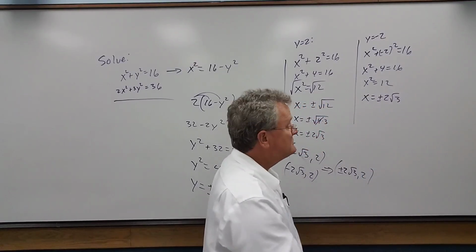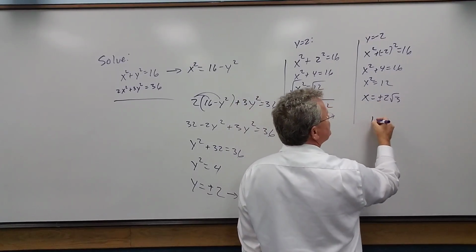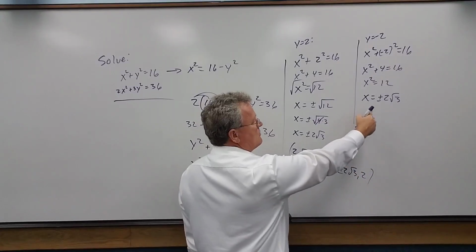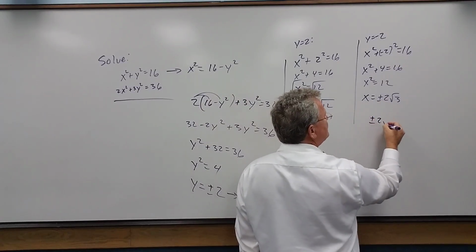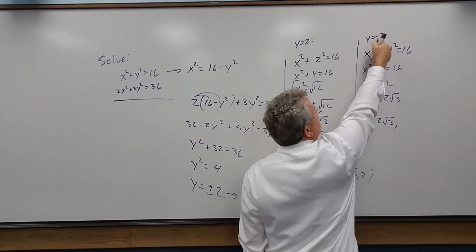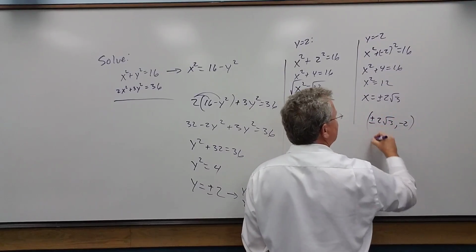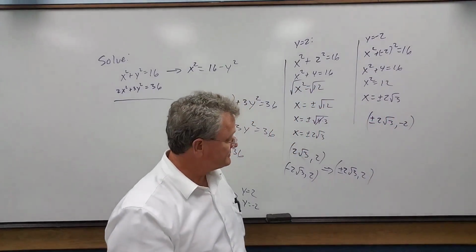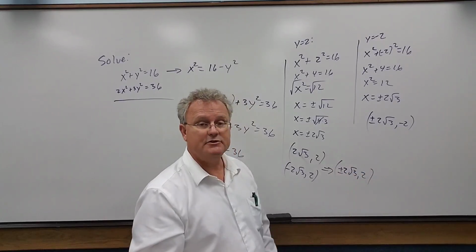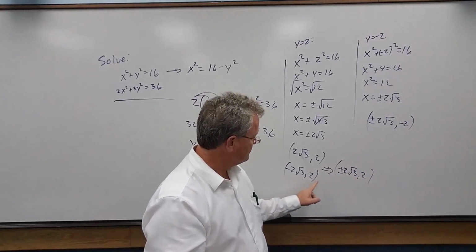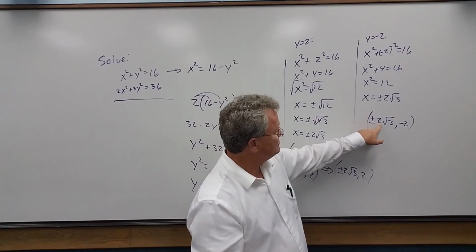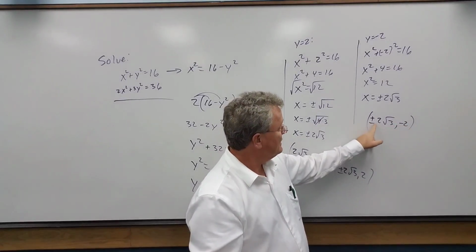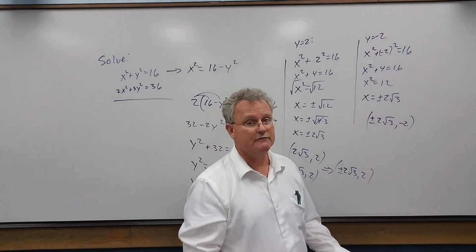So this means when x is positive or -2 root 3, y is -2. So there's 4 answers here. 2 root 3, 2; negative 2 root 3, 2; 2 root 3, negative 2; and negative 2 root 3, negative 2.